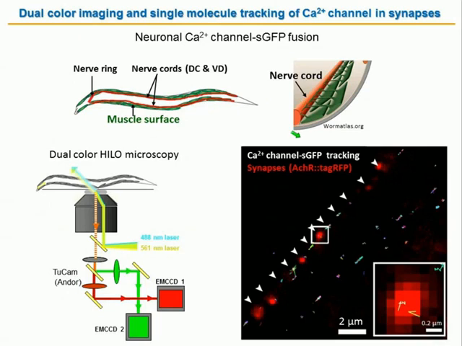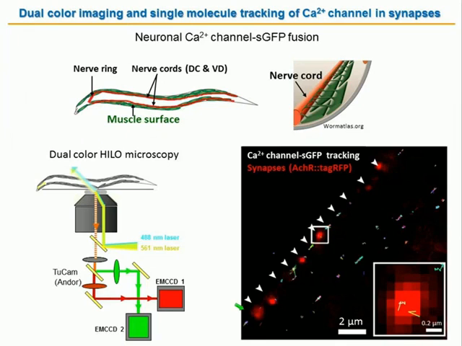And to identify the channels that are at the neuromuscular junction, we use dual color imaging through a two-camera system with two EMCCDs. In this particular case, the synapses themselves are labeled through an acetylcholine receptor fused to TagRFP. And you can see that this TagRFP lines up in a line corresponding to these nerve cords, and the synapses themselves are labeled in these red spots.